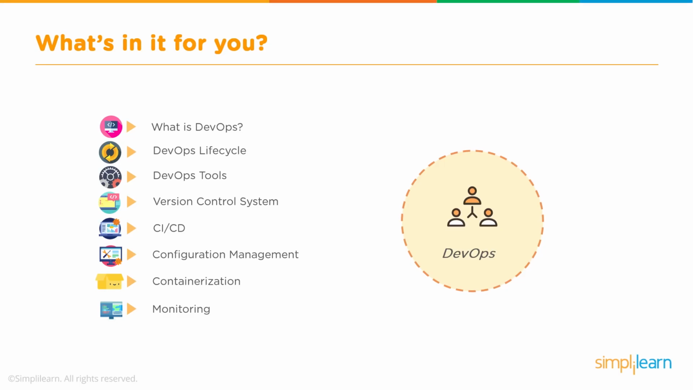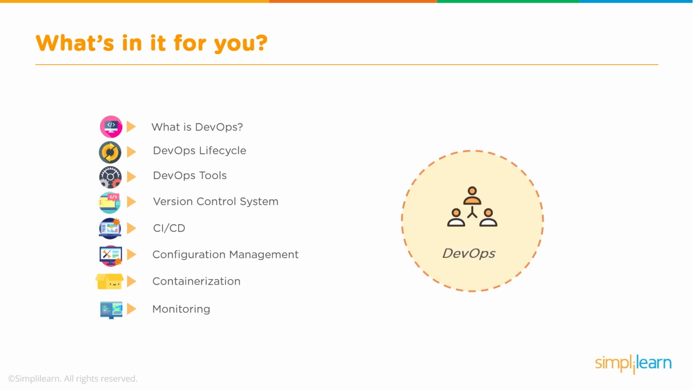In this training, we're going to look at what is DevOps, the DevOps Lifecycle, DevOps Tools, talk a little bit about version control, and then we'll get into CI and CD, that's continuous integration and continuous delivery, and then we'll follow on with configuration management, containerization, and finally finishing up there with monitoring. So let's go ahead and dive right in with a definition of DevOps.